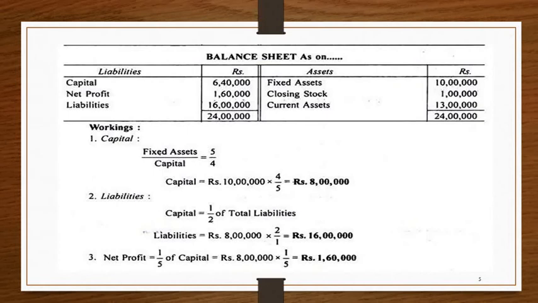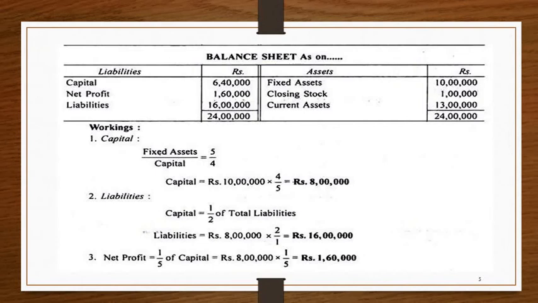So next one, liabilities. Capital is equal to 1 by 2 of total liabilities. So I'm taking the total liabilities to the left side, so capital will come to the right side. Capital we already calculated, that is 8 lakh. I already said the denominator will change its position to the upper side, so it will become 2 by 1. So 8 lakh into 2 divided by 1, so the total liabilities will be 16 lakh.